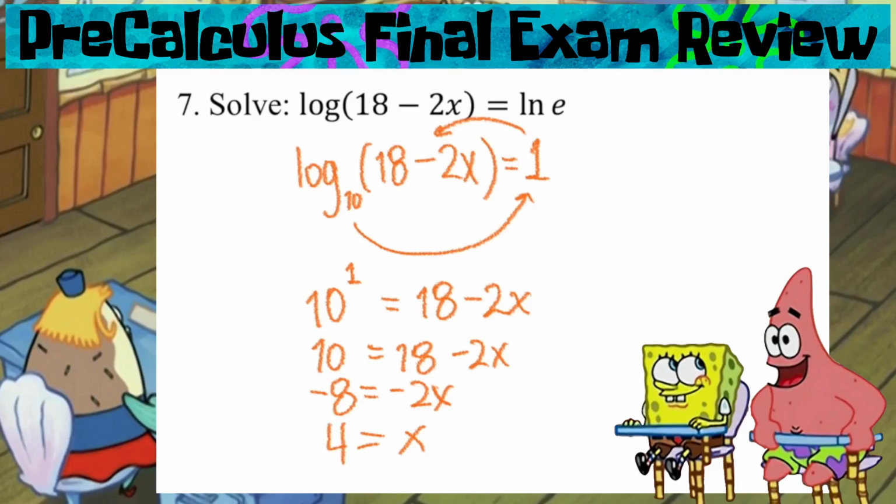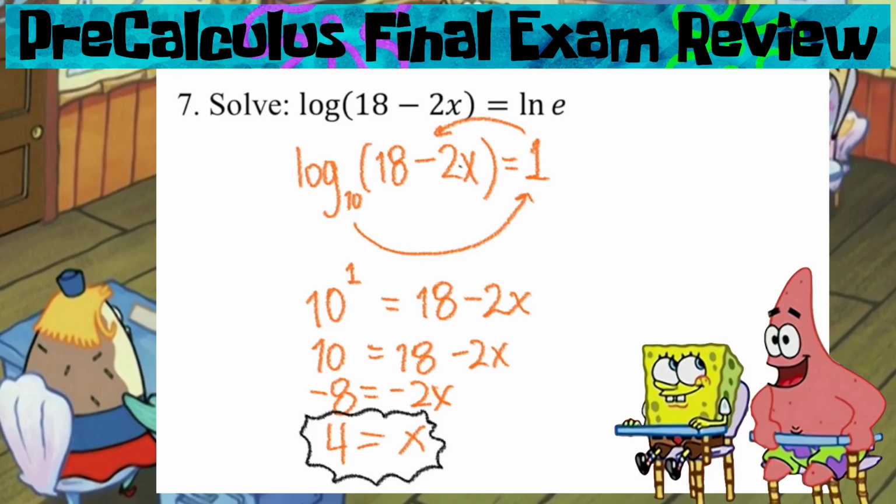Log does not have a domain of all real numbers like exponential, so we often do need to check if it ends up working. If I fill in a 4 right there, 2 times 4 is 8. 18 minus 8 is 10. 10 is the base, and 10 is what we're taking the log of. 10 to the power 1 is 10. The answer is 1. Boom. Winner, winner, chicken dinner. So that does work.